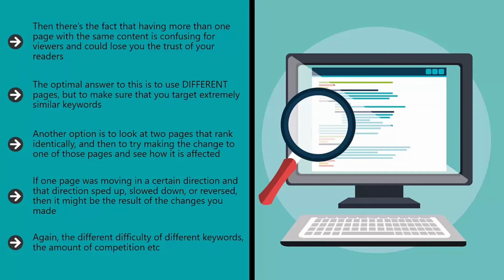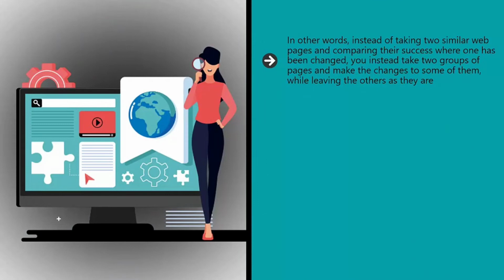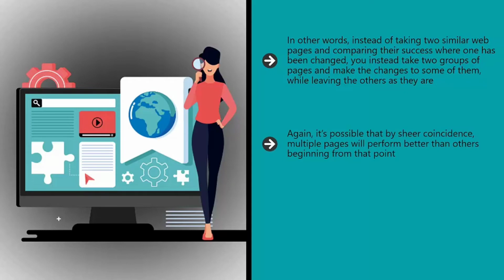Again, the different difficulty of different keywords, the amount of competition, etc., can all impact your results and potentially skew your findings. But while this might be seen as a problem, it can be mitigated somewhat by simply using as many pages as possible in your test. In other words, instead of taking two similar web pages and comparing their success where one has been changed, you instead take two groups of pages and make the changes to some of them while leaving the others as they are. Again, it's possible that by sheer coincidence, multiple pages will perform better than others beginning from that point.